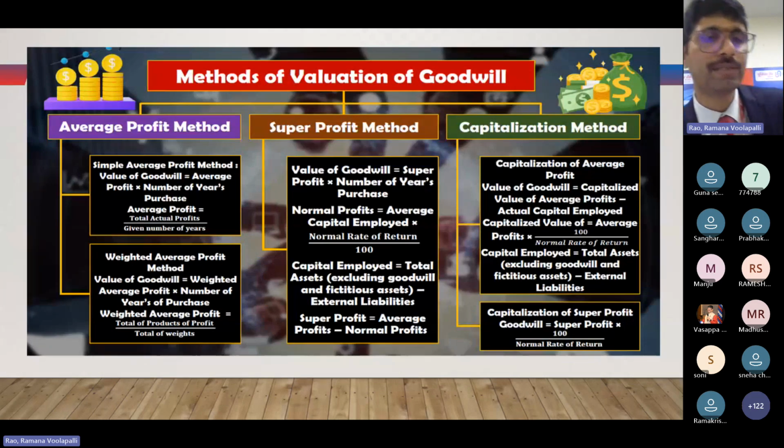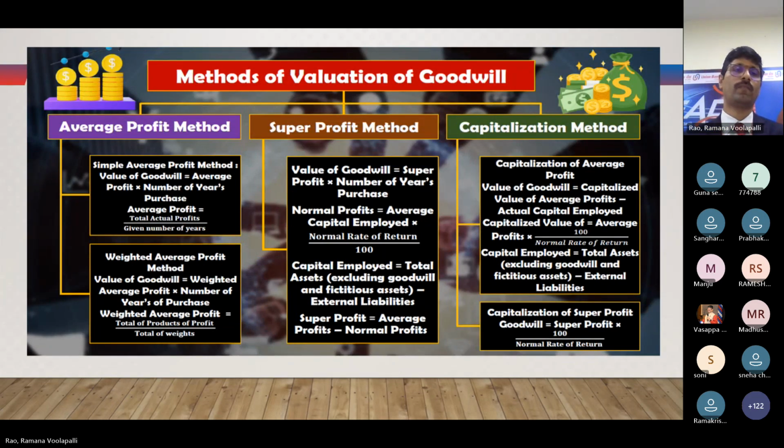Methods of valuation of goodwill. There are three methods which can be used to calculate the goodwill. The first one is average profit method. Second one is super profit method. Third one being the capitalization method. Let us try to understand each one of these methods in simple terms.